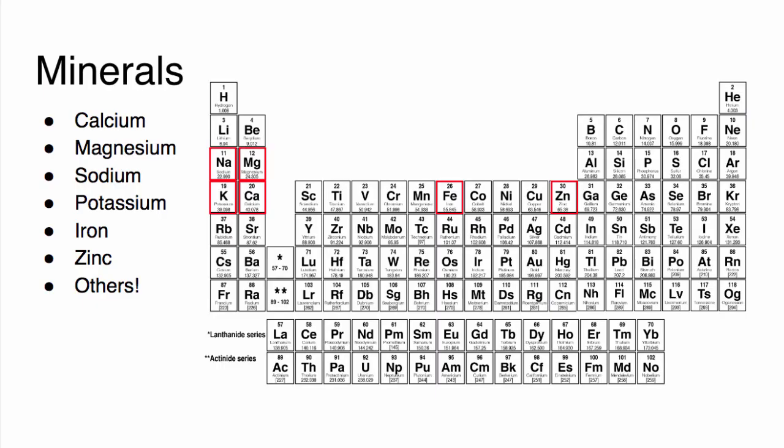So lastly, minerals. Minerals are chemical elements. So they're the basic building blocks of all the rest of our chemistry, right? So these are our elements. They're not chemicals, right? And they're not made by organisms. We need to consume them in the foods that we eat. And some main ones are calcium, magnesium, sodium, potassium, iron, zinc, and many more that are really important for all of our cellular body processes.